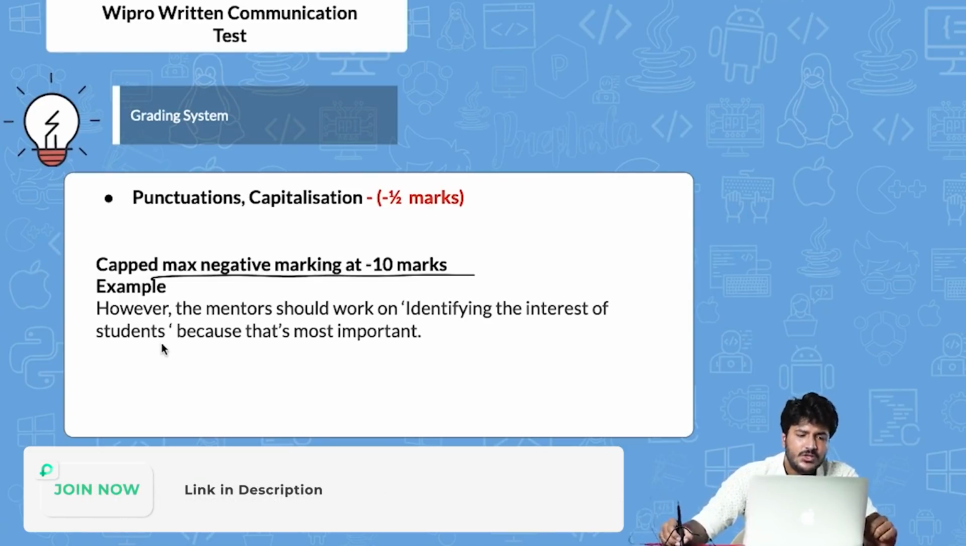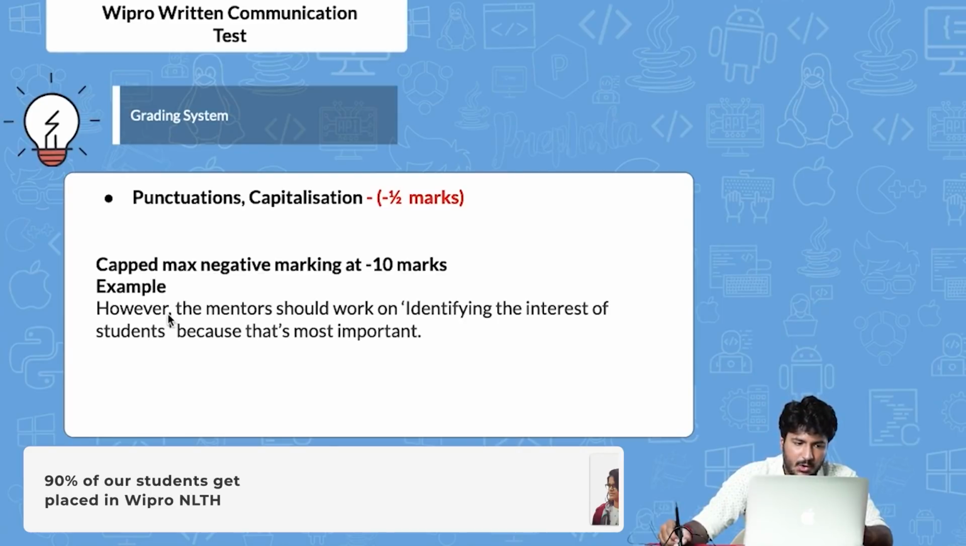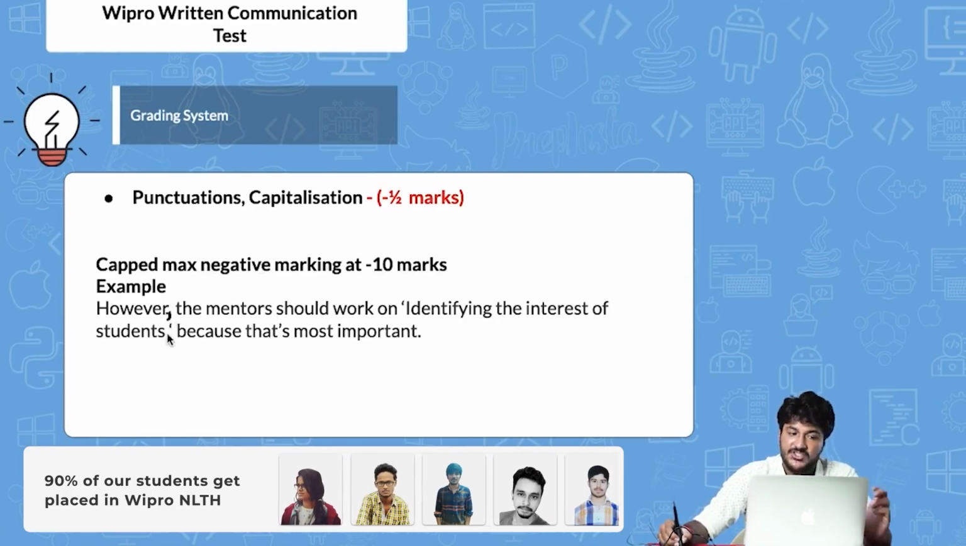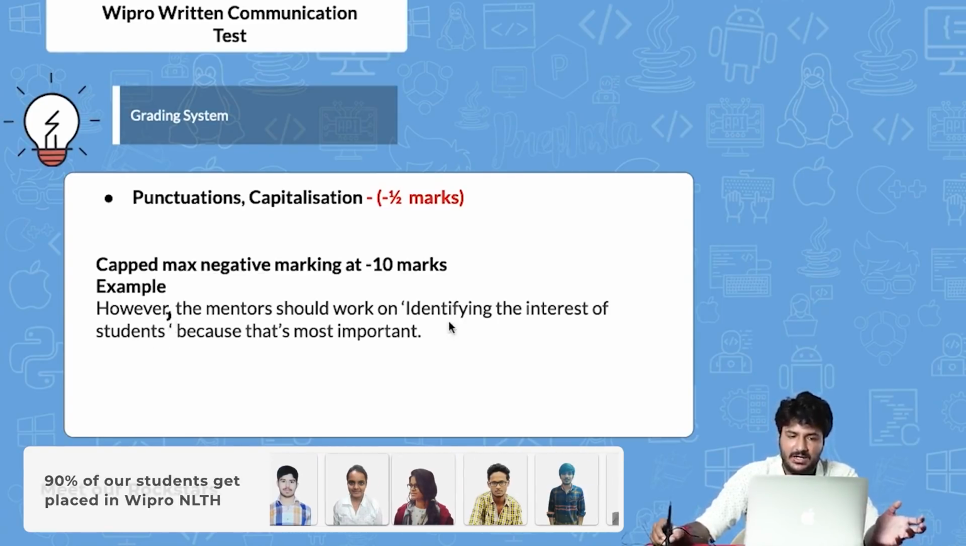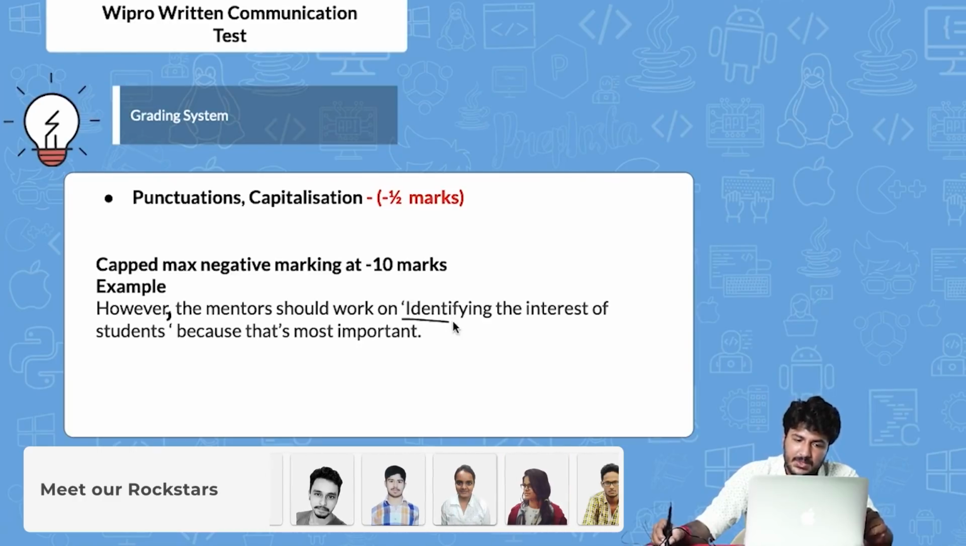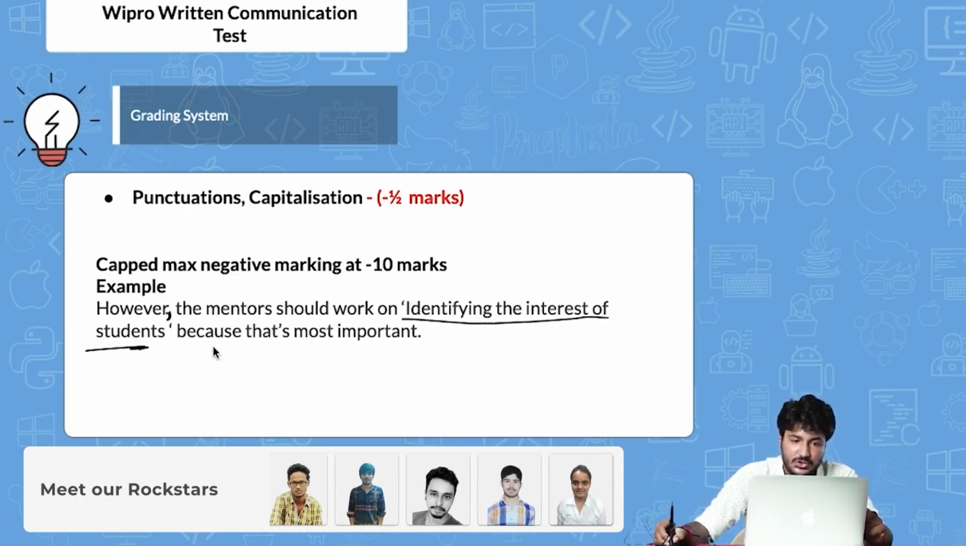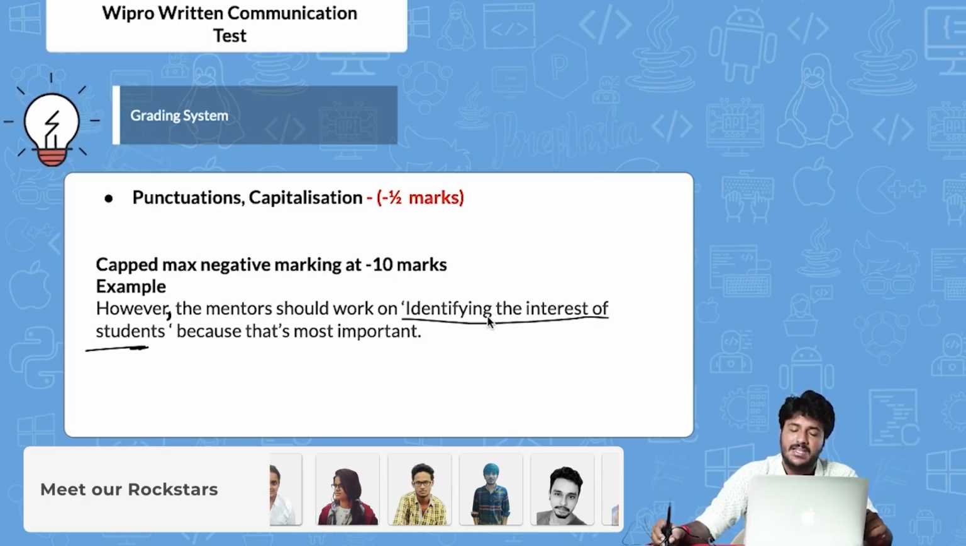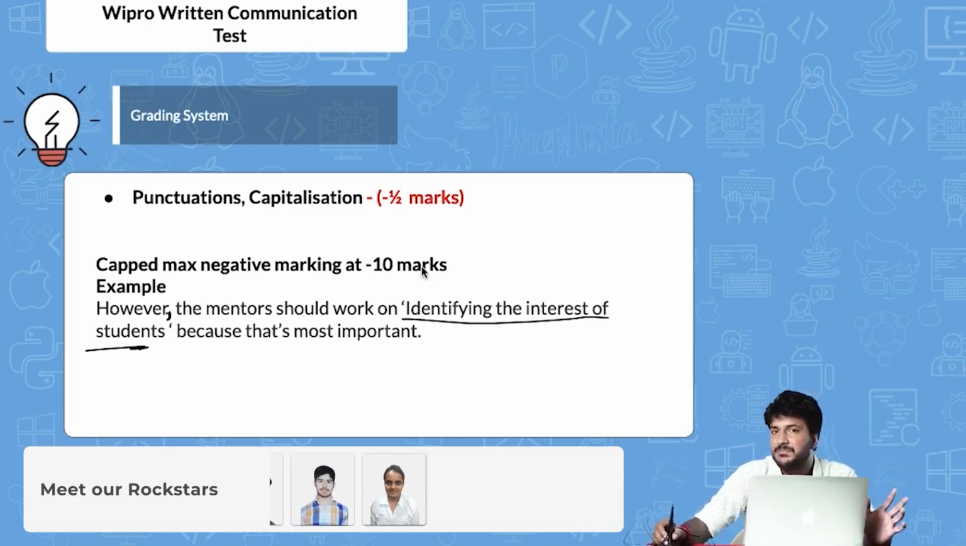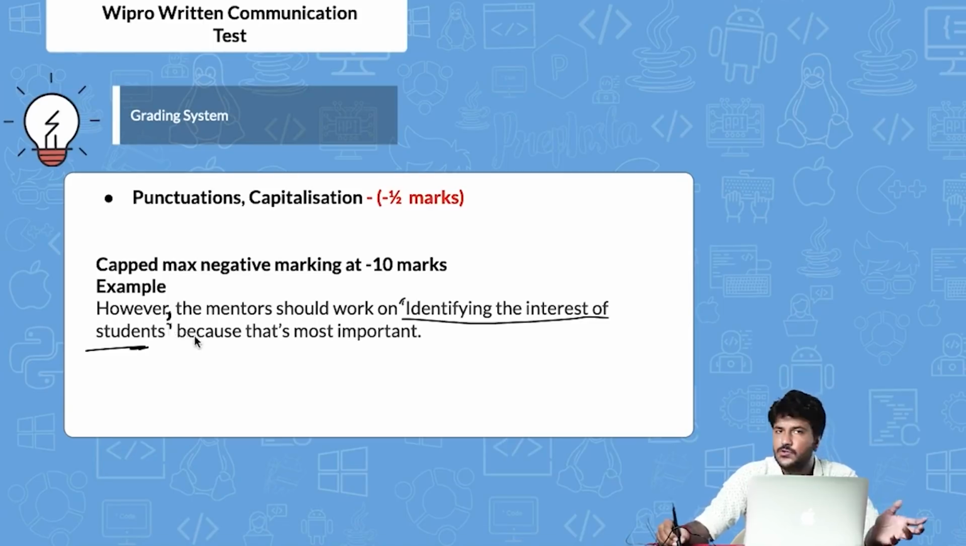So for example, in this particular sentence that I have written, after "however" there should be a comma, which the AI system is correctly able to identify. Then you are giving an example here, identifying the interest of the students. So the AI system is perfectly able to know that there should be an apostrophe before it and after it. A lot of students forget to mention that, right?